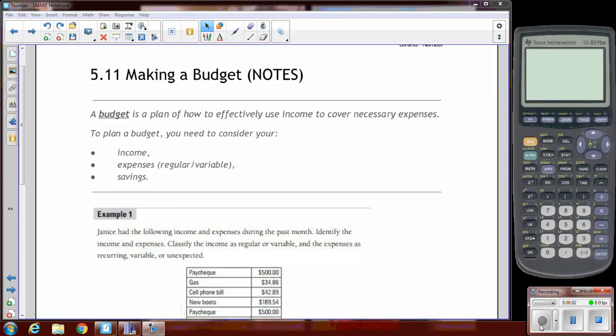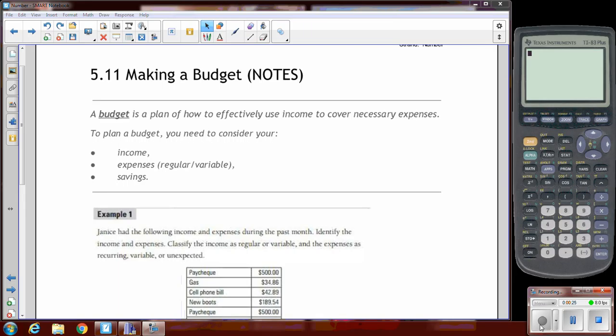We're going to move into looking at how we can make a budget. A lot of you have heard about what a budget is, might have heard the word, but you might not know exactly what it talks about. So today we're going to look at some simple budgets we can discuss. A budget is a plan of how to effectively use your income to cover necessary expenses. So it's actually looking ahead and trying not to spend more than you're actually making.